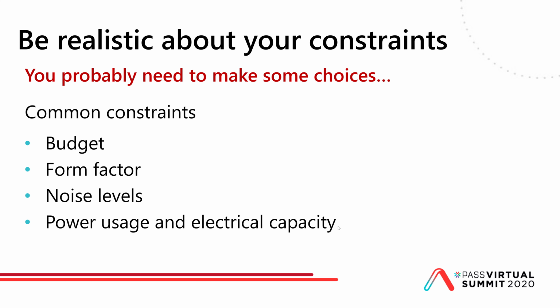And how much electrical capacity do you have on one circuit? So for example, if you're thinking about setting up a lab down in your basement and your basement's not finished, you might only have one or two 15 amp circuits down there, and it's going to constrain how many machines you can have running on one circuit. So think about this and be realistic about what you need to sacrifice.